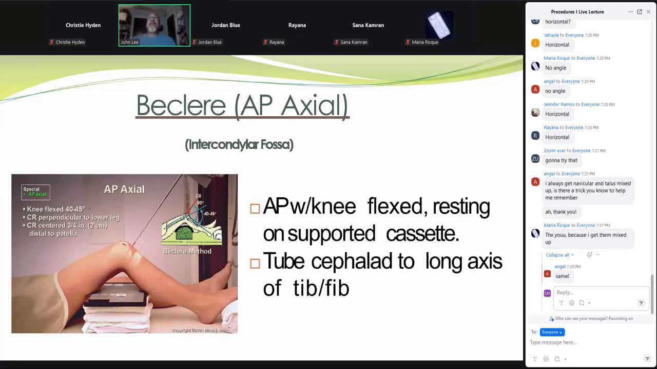The opposite of this is the Beauclair. This is also known as an AP axial. This is an intercondylar fossa as well. We've increased the OID here, so there's going to be a significant amount of magnification. But again, the knee is flexed 40 to 45 degrees. CR is perpendicular to that tibial line. We're going to center 3/4 of an inch distal to the patella in this bent position.